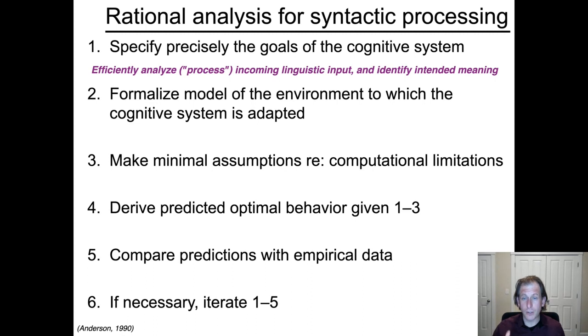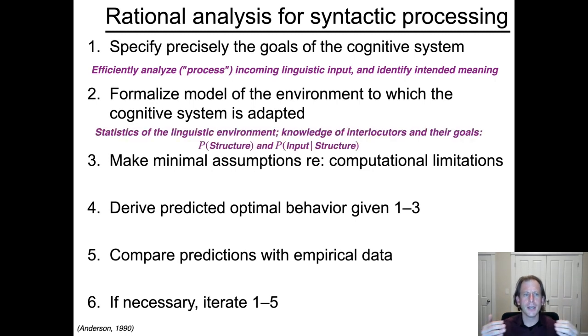First, I'll specify precisely the goal of the cognitive system as efficiently analyzing, and analyzing means, quote-unquote, processing the incoming linguistic input and identifying the intended meaning. Second, formalize the model of the environment. So this is going to be statistics of the linguistic environment and knowledge of interlocutors and their goals. In particular, this will lead to knowledge about what structures are likely in what contexts, and what kinds of more surface level realizations are more likely given what structures. That will come from experience with the linguistic environment as a native speaker.